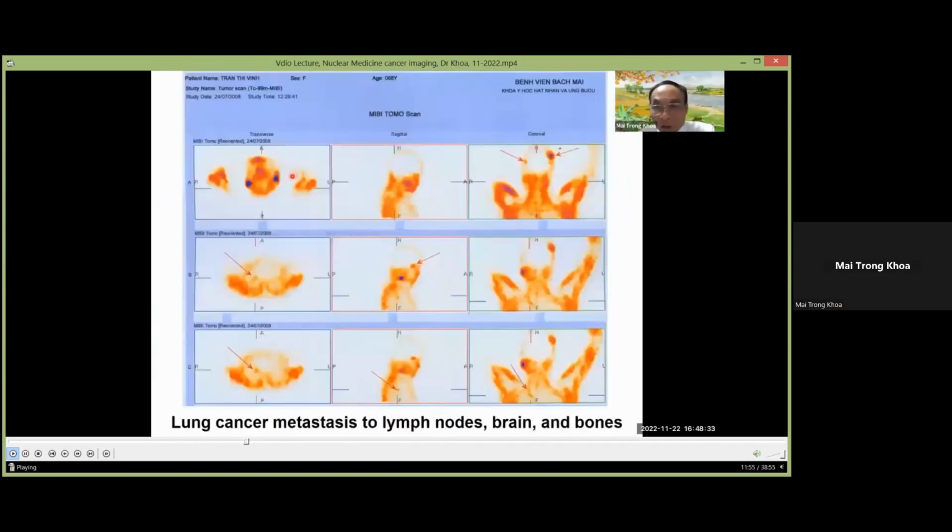We also easily recognize metastatic lesions of lymph nodes, brain, and bone from the lung, also on SPECT image. You can see here. Very clear.